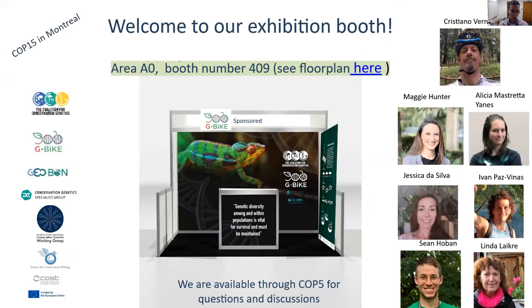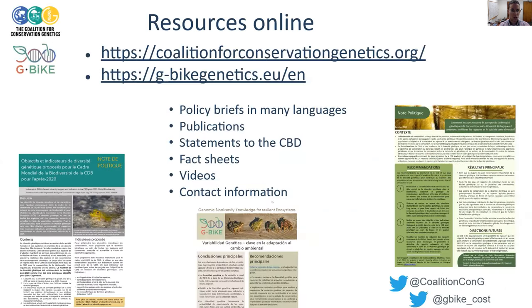We will also have an exhibit booth number 409. And these are some of the people who will be present: Cristiano, Maggie, Alicia, Jessica, Yvonne, myself, and Linda. We will be present at the booth, and you can also look for us at the COP and ask us questions. We have resources online at the Coalition for Conservation Genetics.org and gbikegenetics.eu, where you will find policy briefs, publications, statements that we have submitted to the CBD, fact sheets, and some of the videos that you have seen here today, as well as others. And you can find our contact information and follow us on Twitter.